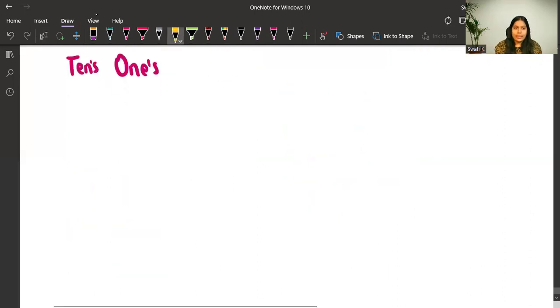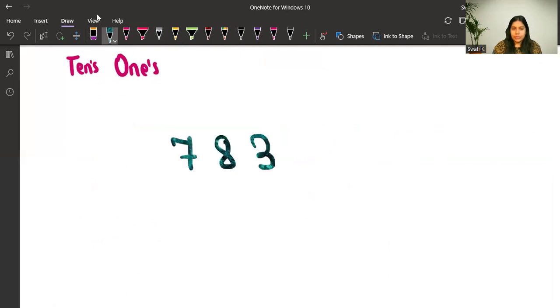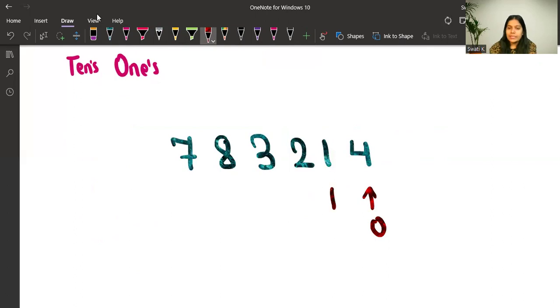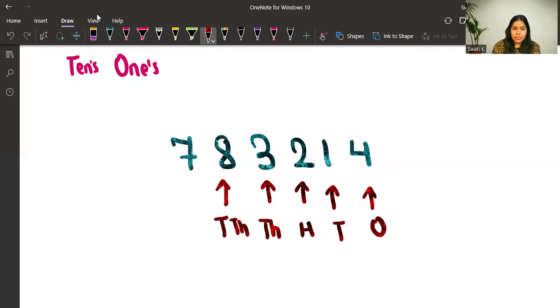Let's take a bigger number than this. For example, I have now the number 783,214. You know the place value of 4 is ones. I'm writing in the short form. The place value of 1 is tens. The place value of 2 is hundreds. The place value of 3 is thousands. But thousands we don't represent by T because T is already used for tens, so we use TH. So ones, tens, hundreds, thousands. Next is 10,000. I'll remove the 7 for the time being and take this in the next example.